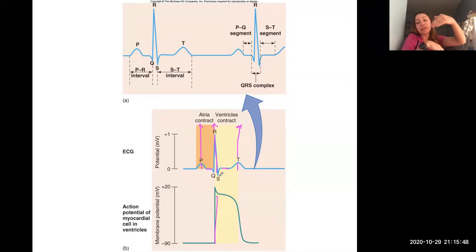It doesn't start to relax until about halfway through, but you can see the cells are starting to repolarize. And once that semilunar valve shuts, then it's fully getting into the relaxation stage, and it would be after the T wave.